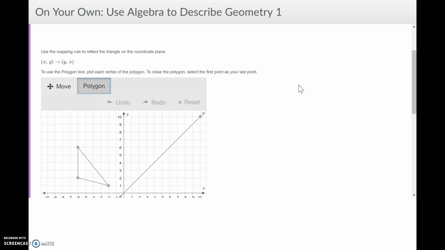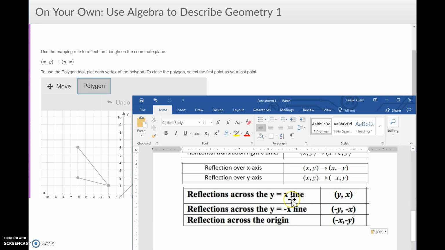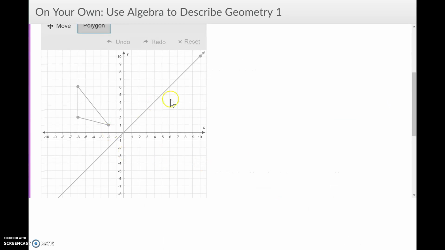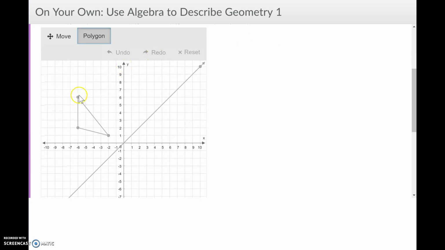All right. Now we're going to use the mapping rule to reflect the triangle on the coordinate plane. And this one, x and y switch places, and we can look at our cheat sheet that we'll get. And when x and y switch places, that's a reflection over the line y equals x. So that's what this line is, y equals x. So it's going to reflect over that line. But really, we just need to know that these coordinates are going to switch.